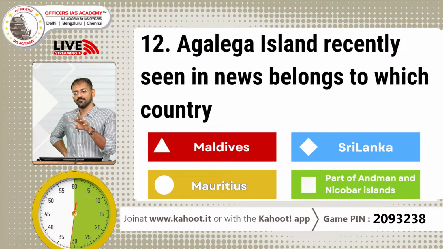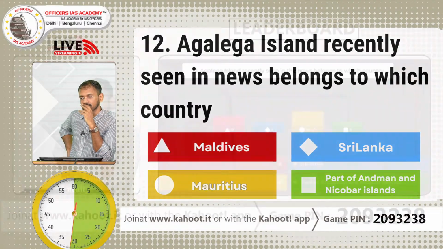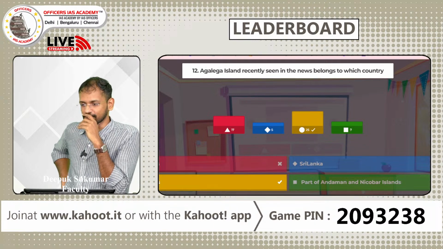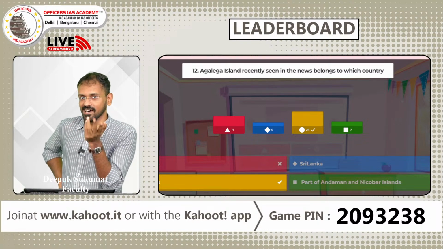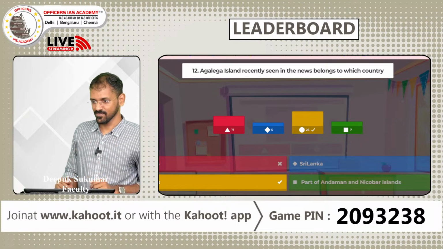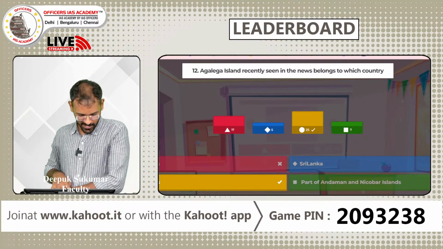See, I think the majority would have picked the right answer, but I feel Sri Lanka would be a close second. No, actually no. Okay. Maldives people have picked as the second highest, and Mauritius, which is the right answer, majority of you picked. I think for Sri Lanka, maybe Agalega somewhere prompted you to pick Sri Lanka for that reason. But anyway, the majority have gotten it right.